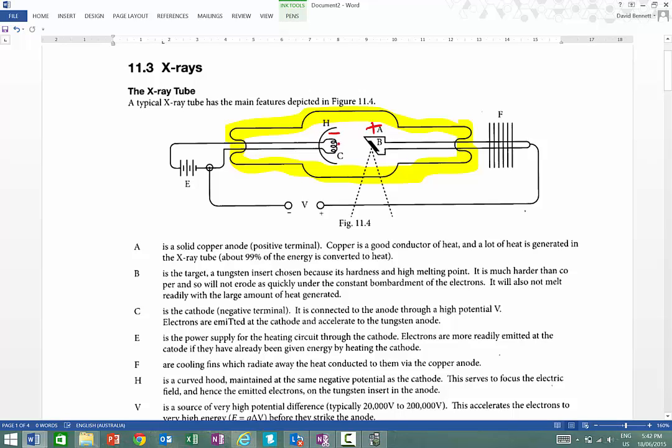So we have a filament there, a cathode terminal, and so therefore what's going to happen is you're going to produce electrons, and then they're going to get accelerated across this gap here, directed at the target, and you're going to have high voltages here, so anywhere up to 100 kilovolts. Okay, so quite high voltages there.